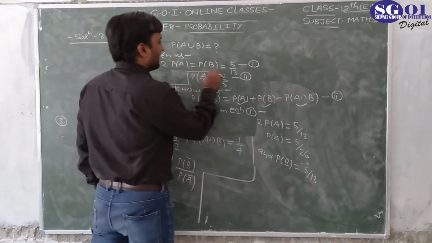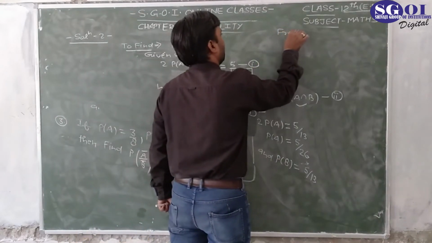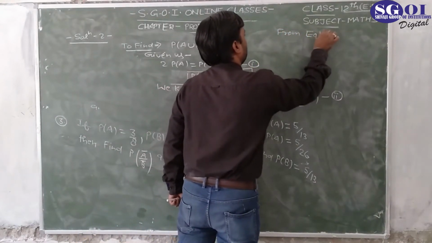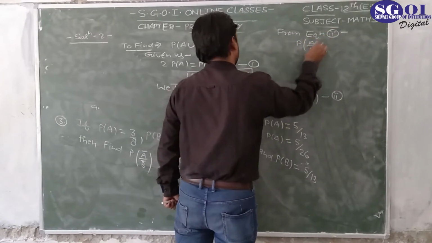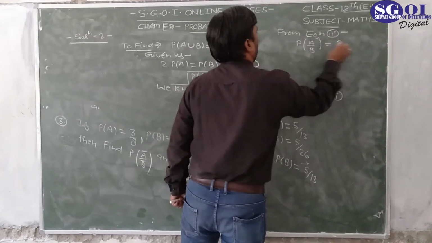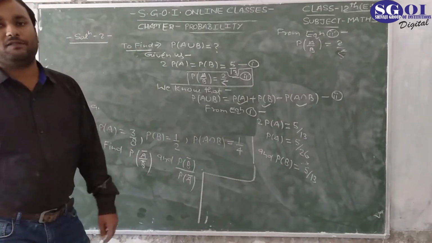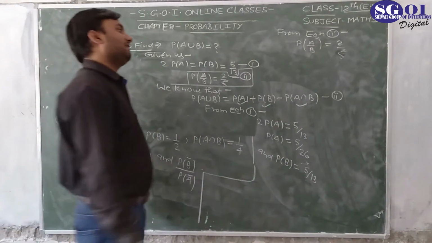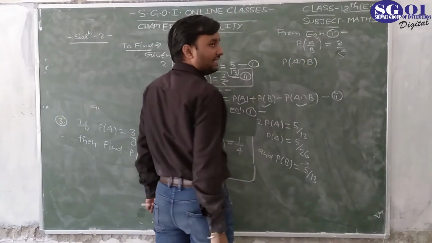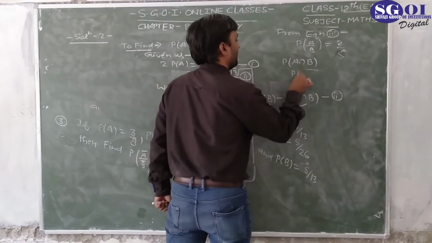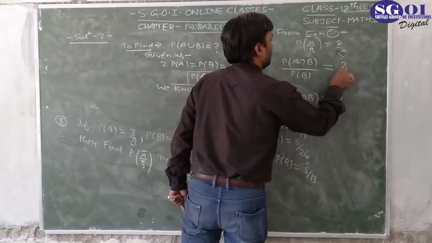So in second equation you can see probability of A by B is equal to 2 by 5. What is the formula of probability A by B? The formula of probability A by B is equal to probability of A intersection B upon probability of B. You all know about it. Is equal to 2 by 5.